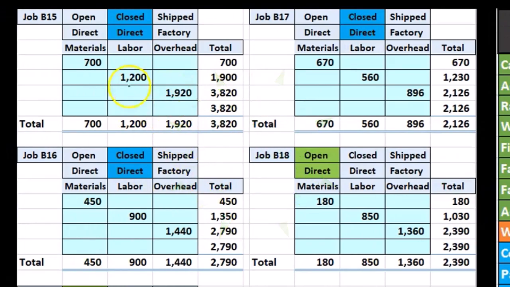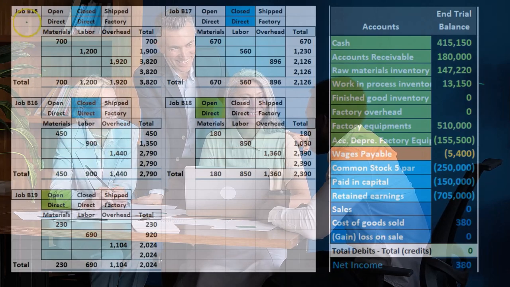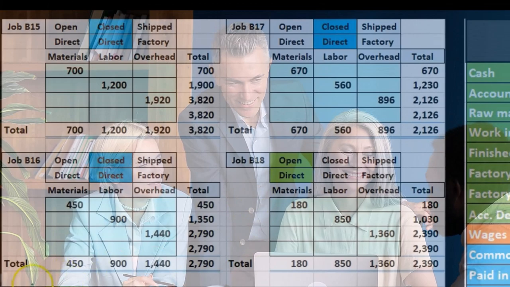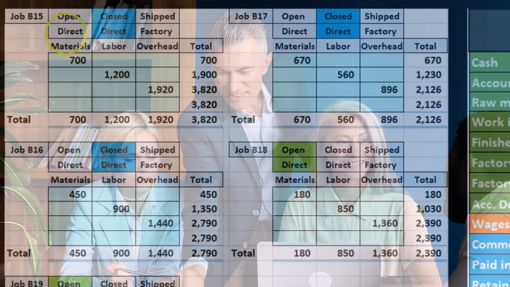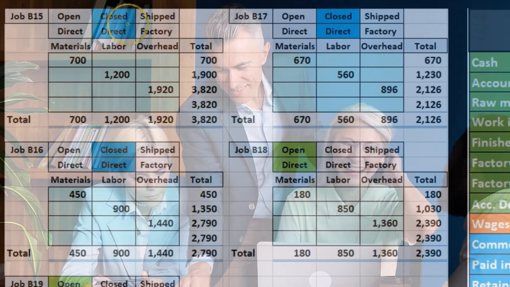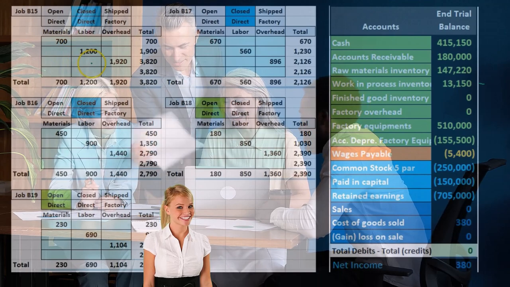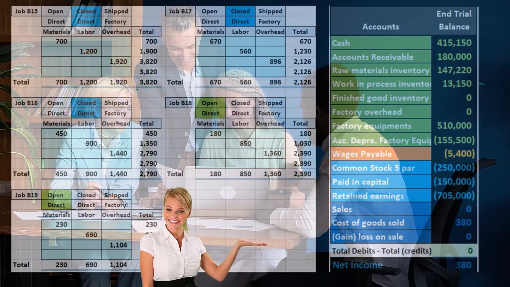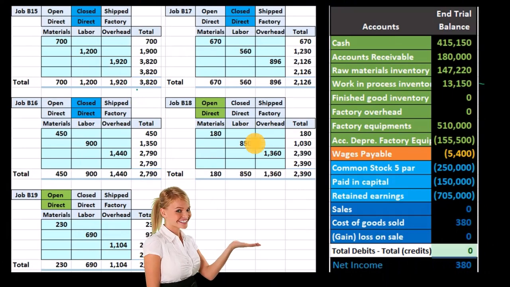What we're showing here is going to be a bit of a condensed job cost sheet. So we have these condensed job cost sheets, job B15, B16, B17 up here, B18 and B19. They all have the three major components. We've got the direct materials, direct labor, and factory overhead. And if we add those up, these three components for each job, we will get to the total for each job. So this is the cost of each job as we go. This is the cost so far.